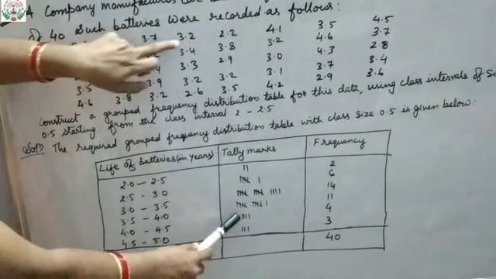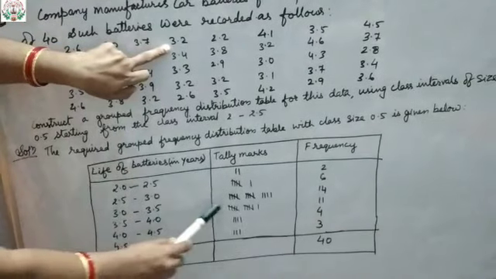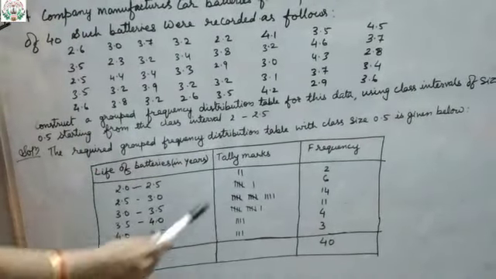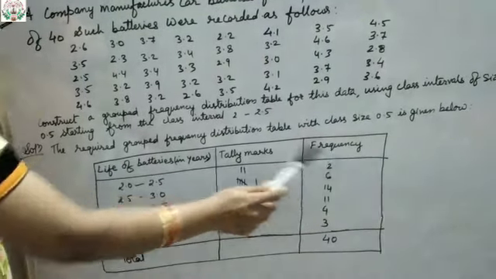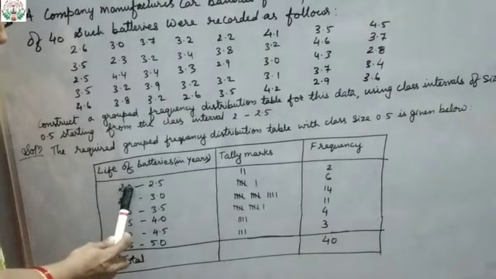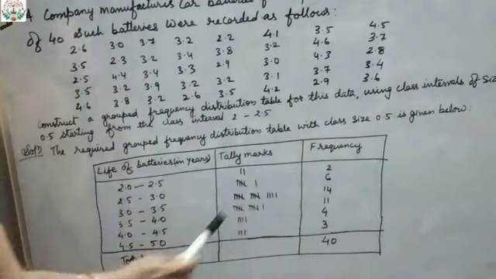That is one line. So again 3.2 means between 3.0 to 3.5, one more line. So likewise see the numbers and draw the tally marks. After getting the tally marks, you will write the frequency. Here how many lines are there? You can see between 2.0 to 2.5, that is 2 tally marks. So here frequency is 2.